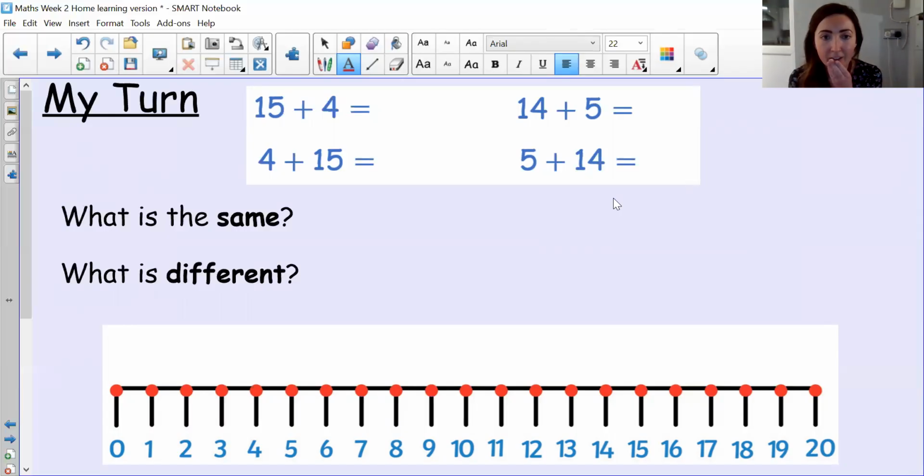Okay, so I need to work out what 15 add 4 is first. And see if I can notice any patterns. So if I'm working it out on the number line, 15 add 4, which number do I need to start with? I need to start with number 15.